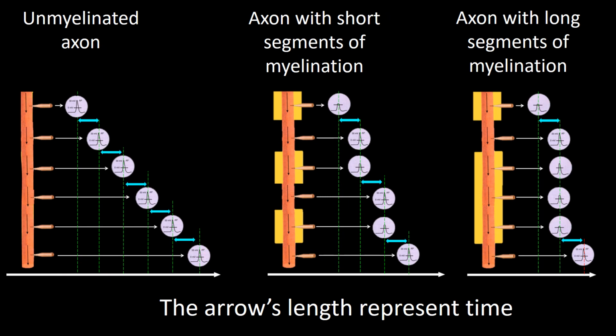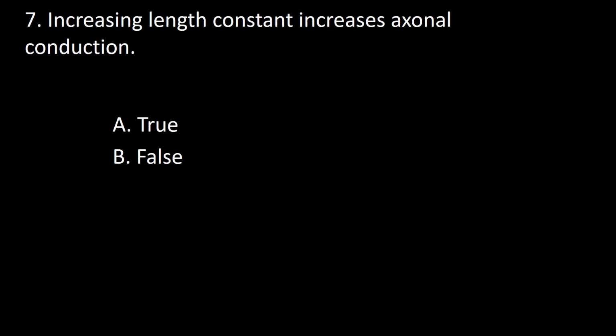In this frame, I have put together the three examples you just saw. The longer the intraaxonal current travels by electrotonic mode, the faster conduction takes place. So the answer to this question is A.